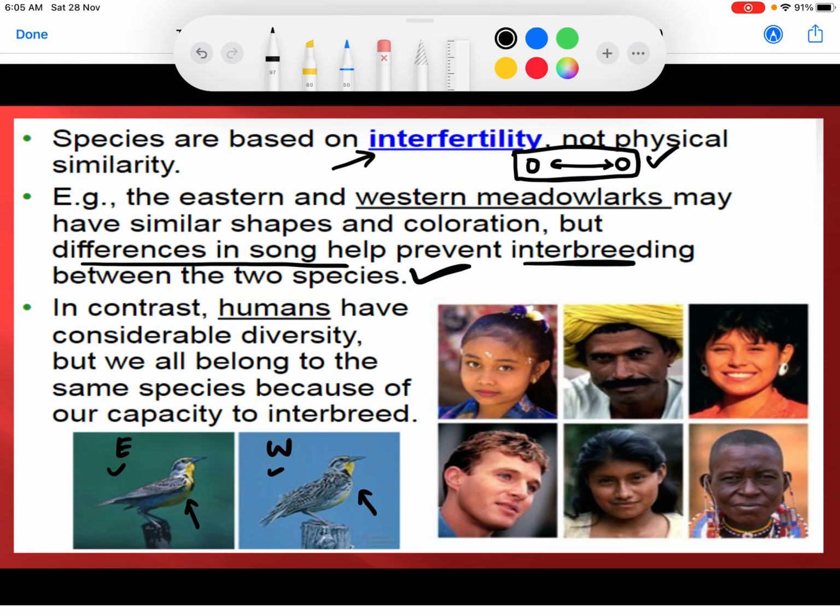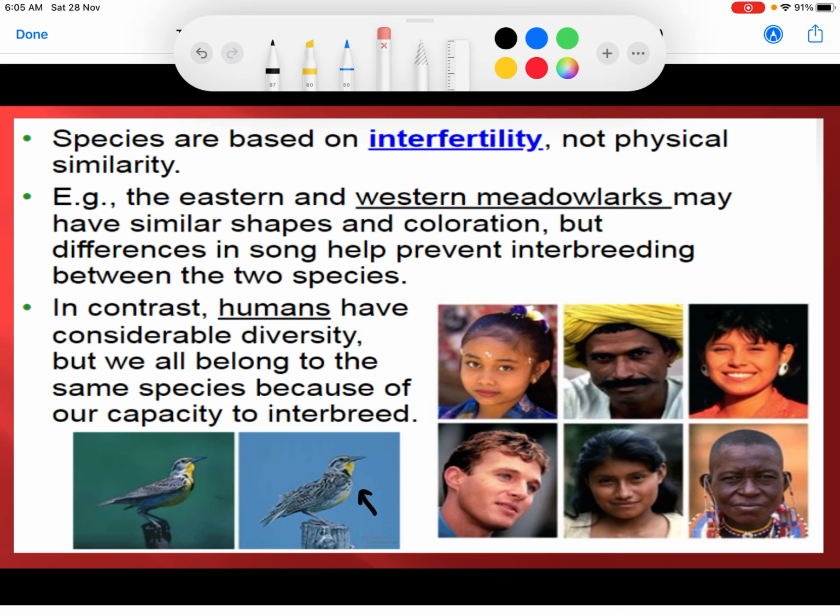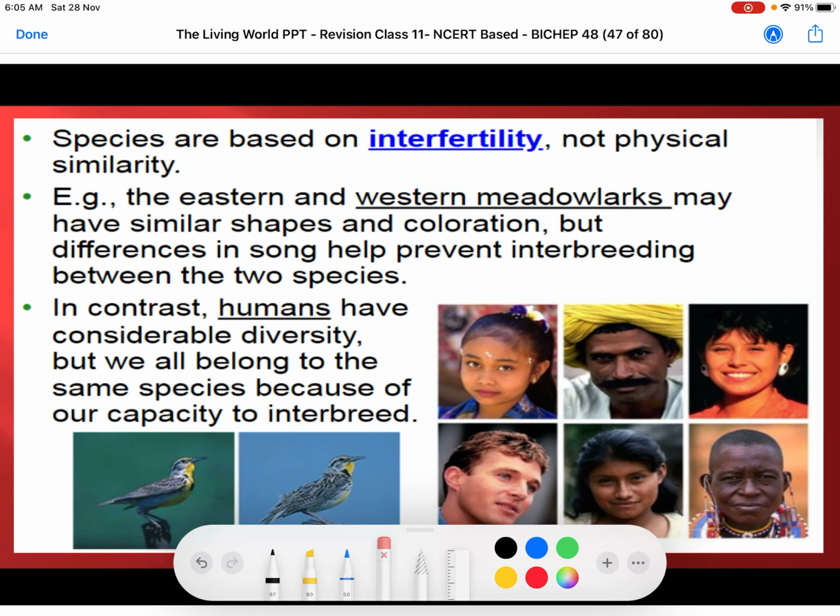In contrast, humans, though they are very different from each other, have the capacity to interbreed. So, they are the same species, or are considered the same. So, interbreeding or interfertility is considered the most important defining characteristic for speciation. That is what you are supposed to remember. Fine. Please take the screenshot.